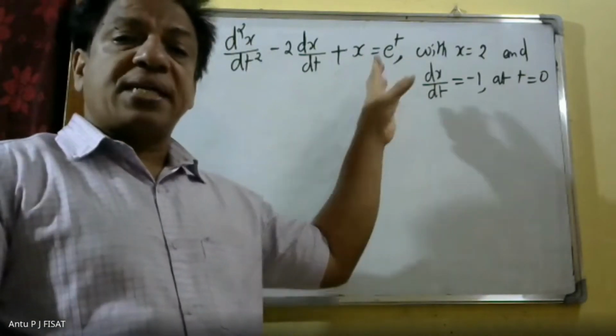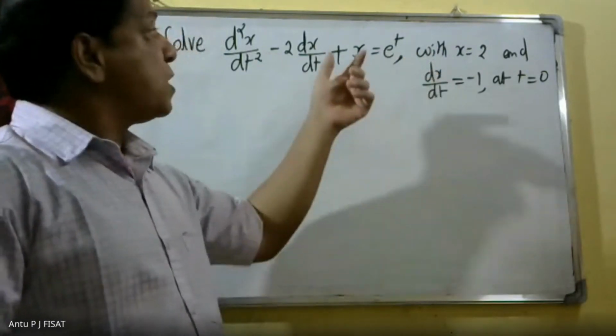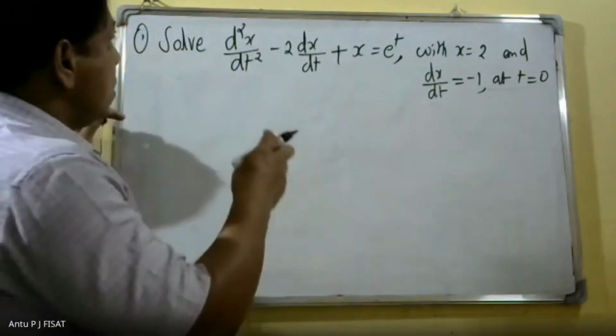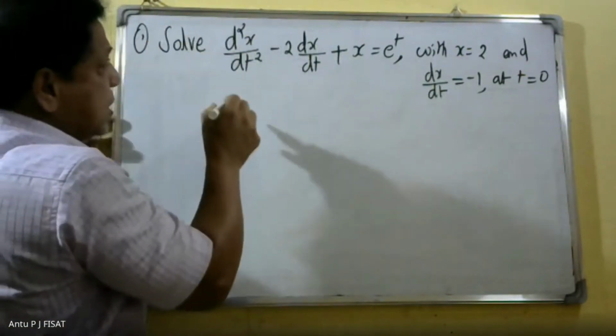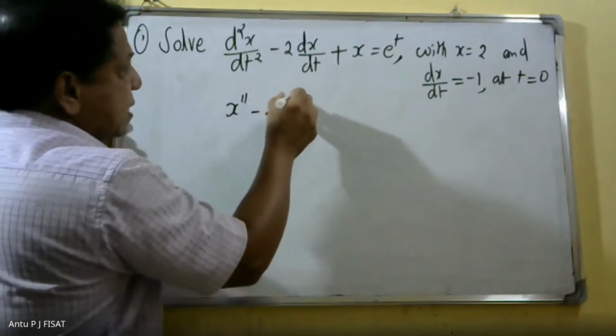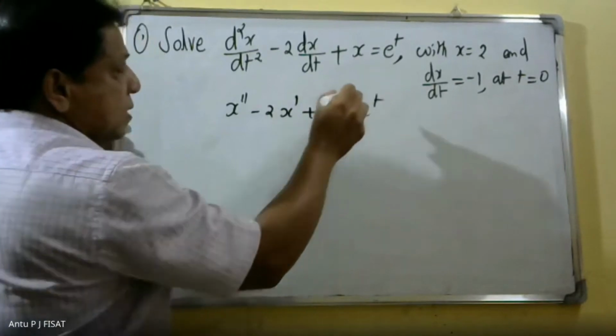In the previous problem, right hand side is 0. Here, right hand side is not equal to 0. Therefore, we have to consider right hand side also. When we take the Laplace transform, d square x by dt square is x double dash, 2 into x dash, plus x is equal to e raised to t.